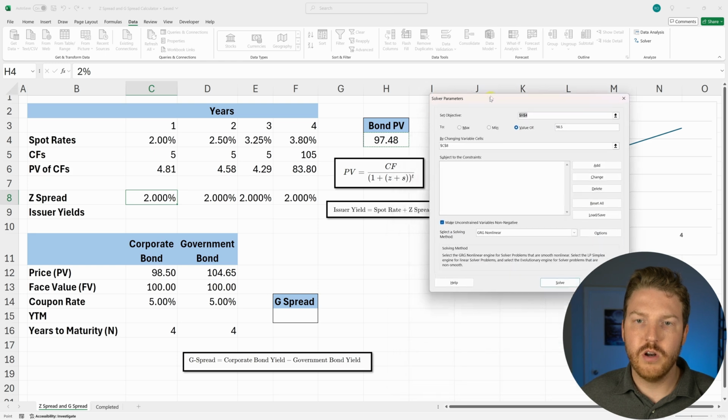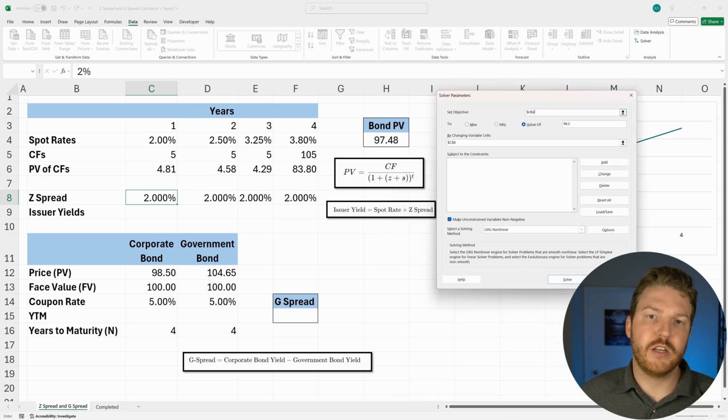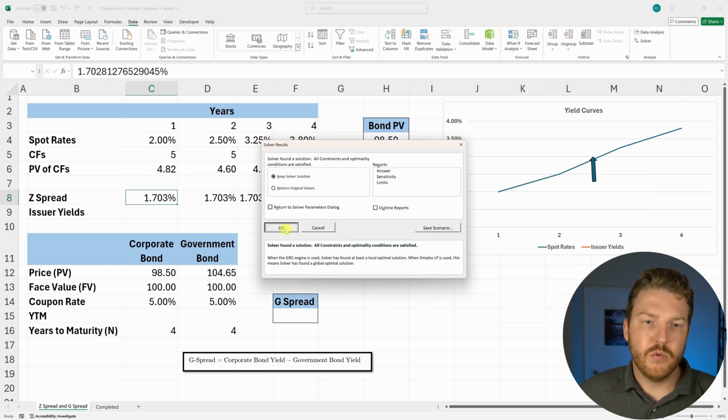With solver, we're going to set our objective: we want this value in H4, this bond present value, to equal the market's observable price of the corporate bond, which we know here is 98.50. So we have 98.50 there, and then we want to make that happen by changing the value of the Z spread, which is going to be cell C8. So let's hit solve. We'll hit OK.